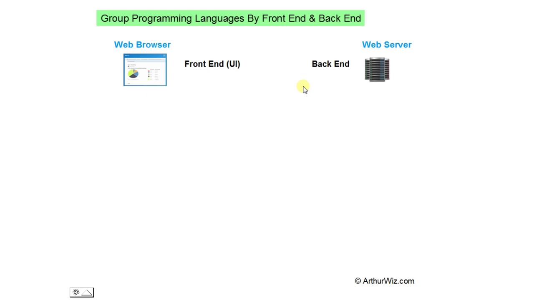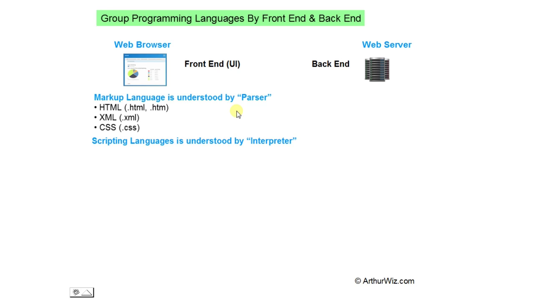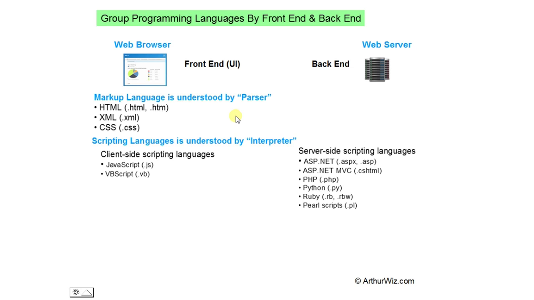As you can see, there are different programming languages aimed at different purposes. As we have mentioned, HTML, CSS, and JavaScript in the previous slides are used for front-end programming purposes. Most of the heavy-duty programming languages reside on the server side to do the heavy lifting. Here is the list of common server-side scripting languages: ASP.NET, ASP.NET MVC, PHP, Python, Ruby, and Perl scripts.